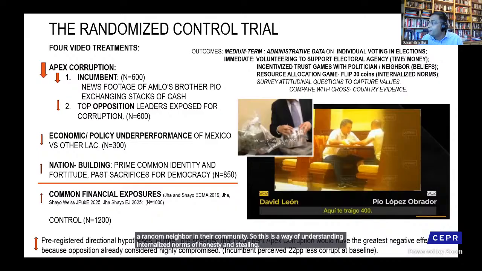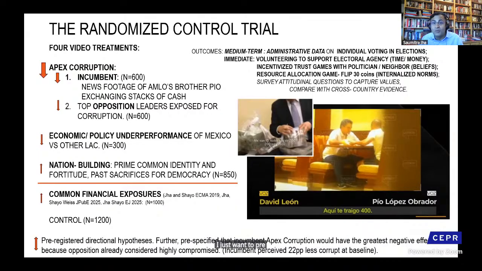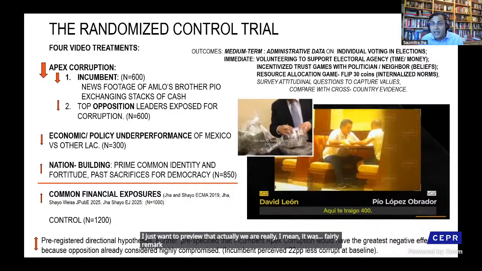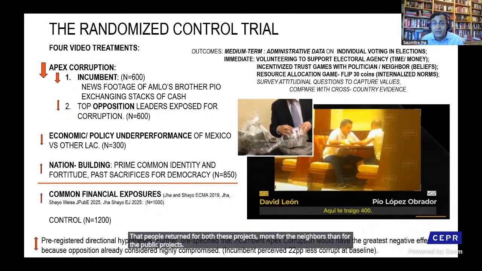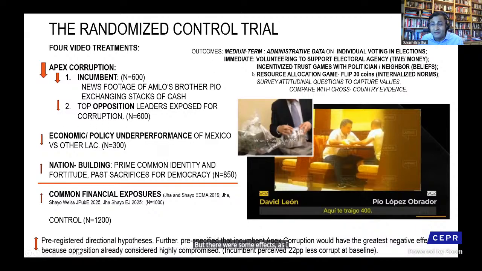And I just want to preview that it was fairly remarkable, and one happy lesson of this study was that people had very high internalized norms of honesty. Basically, the number of people who returned close to the mean was almost 15 coins, which is what you would expect from random chance, for both these projects, more for the neighbors than for the public projects, but it's very close. But there were some effects, as I will describe, due to these treatments.